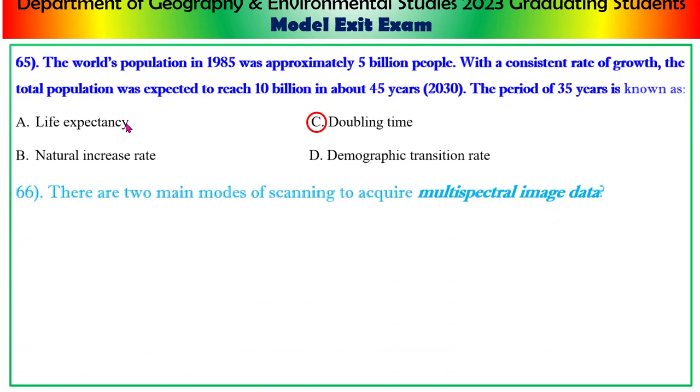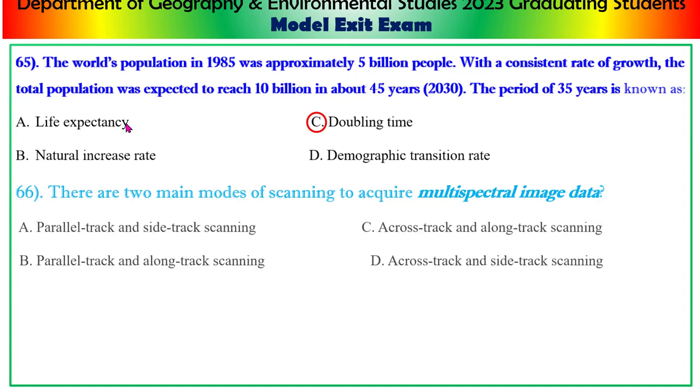Question 66. There are two main modes of scanning to acquire multispectral image data. A. Parallel track and side track scanning. B. Parallel track and along track scanning. C. Across track and along track scanning. D. Across track and side track scanning. This is related to remote sensing.